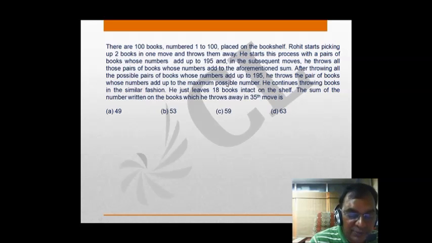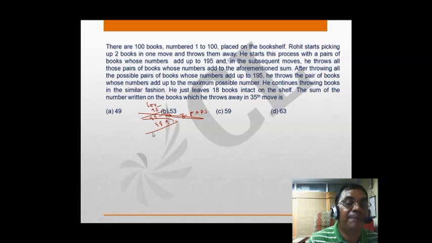So it's a simple cyclic pattern. We start making pairs that add up to 195. So I'll start writing 100, 95, one pair. Then 99, 96, then 98, three pairs gone. After that, 94, 93. This way we'll be going.